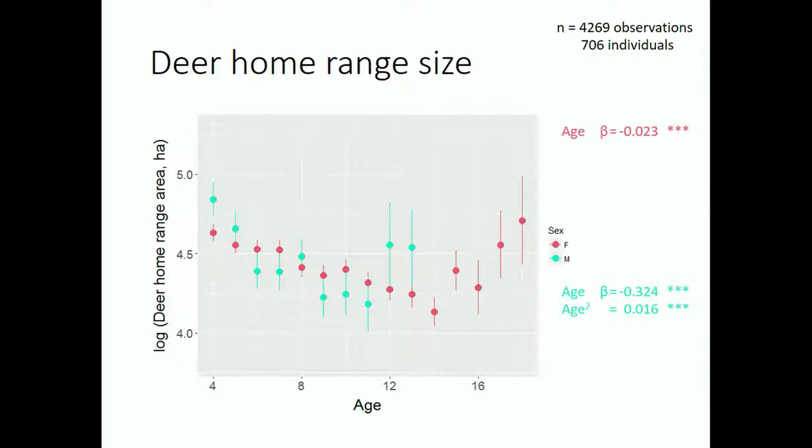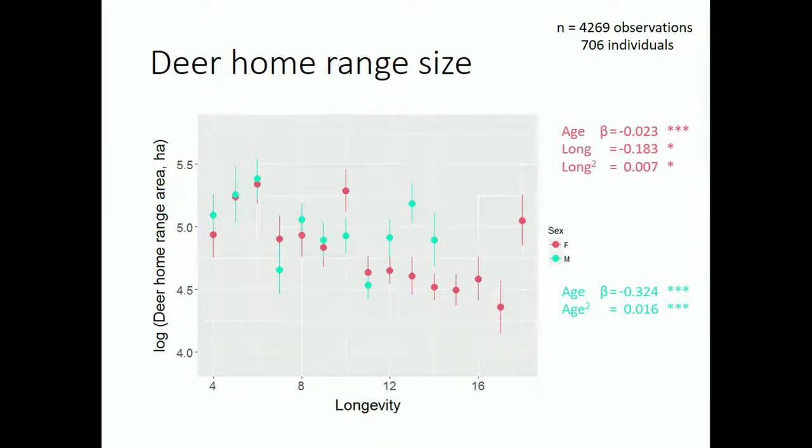So it seems like for males, we find a quadratic relationship between age and home range area. So the youngest and oldest males tend to have larger home ranges than prime age males. And with females shown in red, it looks like perhaps a similar pattern, but actually when we include longevity in the model, it's only the linear age term that's significant, so a significant decline in home range area with age.